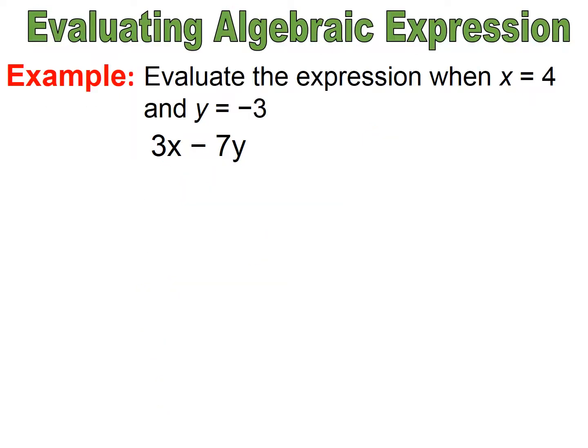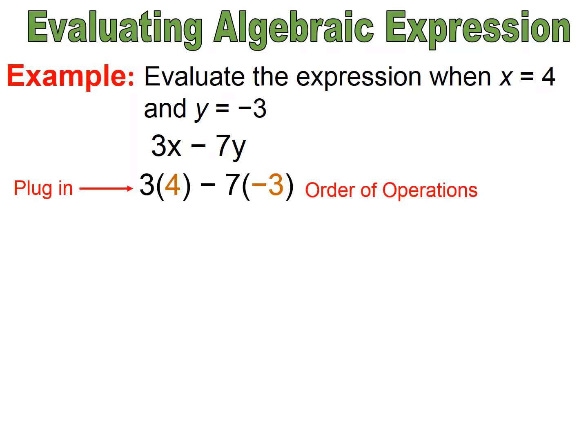So now when we're working with evaluation, you're going to substitute in the value of the variable given into the expression. So in this case, when you have a number attached to a letter, it means you're multiplying to that value. So when you substitute it in, you want to substitute it in with parentheses. And then after you've substituted in, so I substituted in my 4 for the x, I substituted in my negative 3 for the y, and now you're going to follow order of operations.